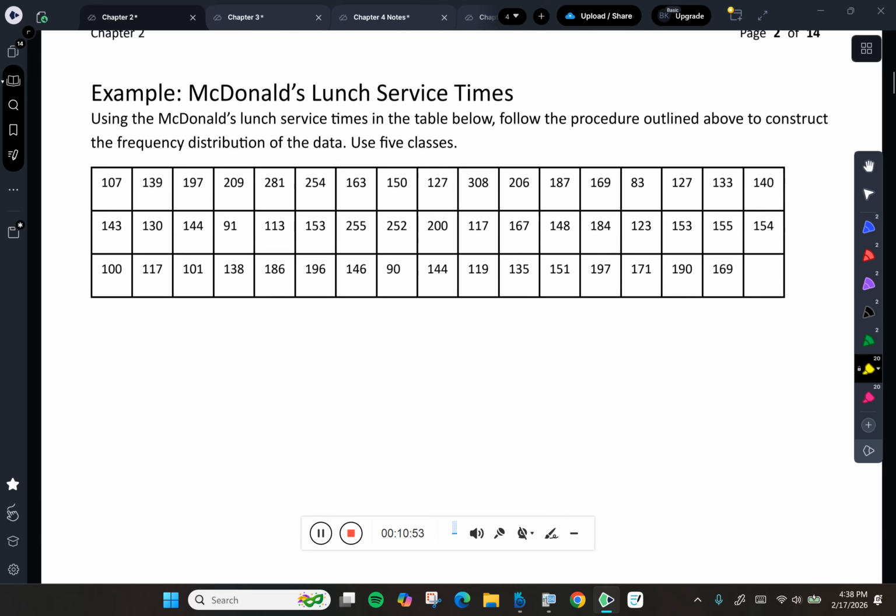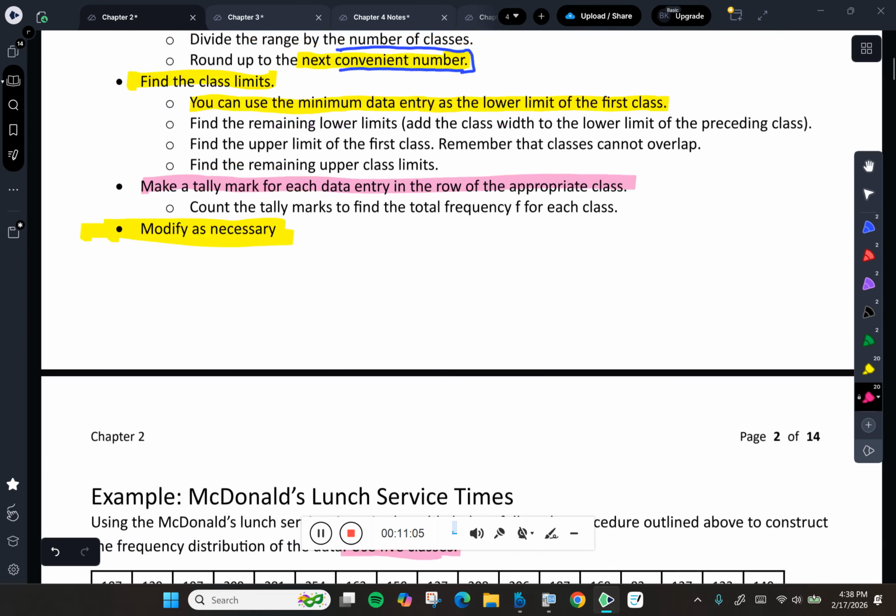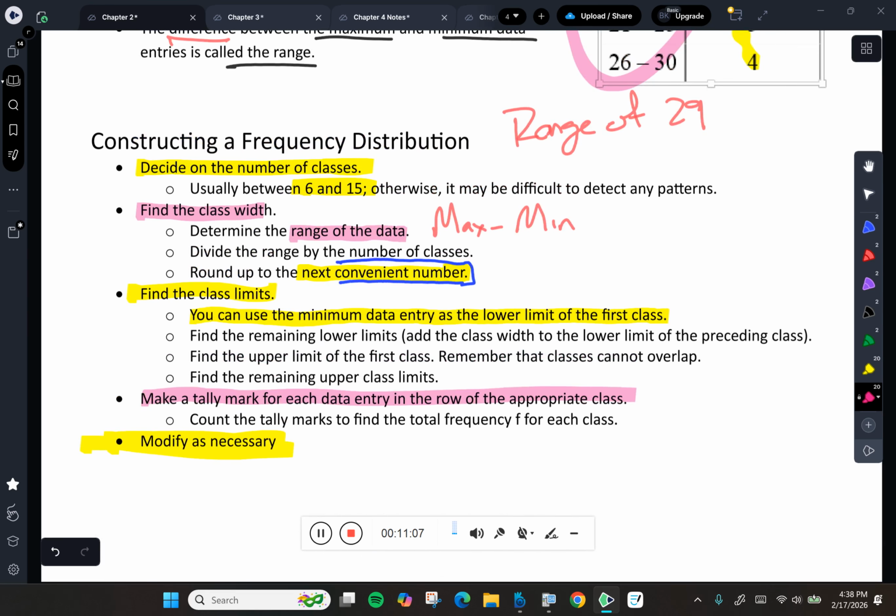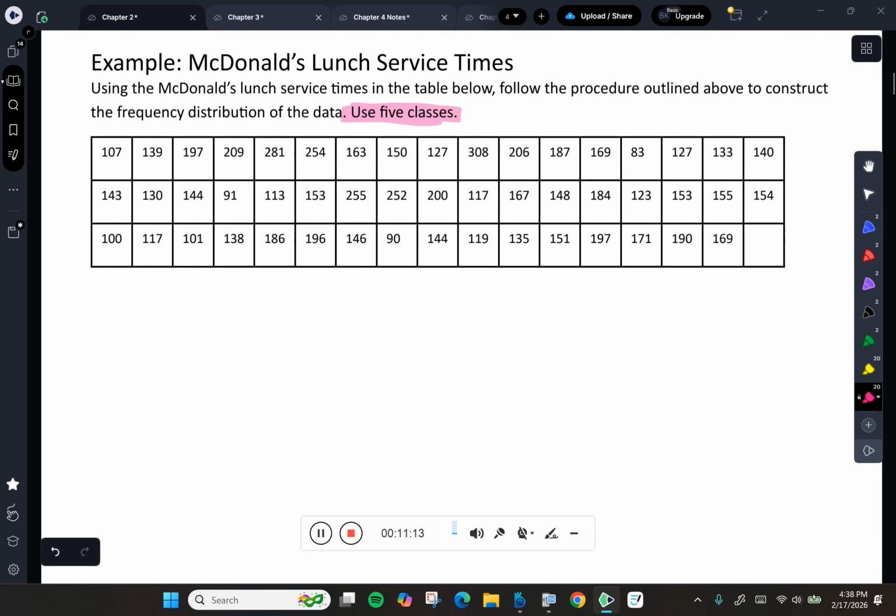We're going to make a frequency distribution for McDonald's lunch service times. And the way this problem is set up, they want us to use 5 classes. So we don't get to choose. We're going to use 5 classes. I know a moment ago I said 6 to 15 up here, but that's not even hard and fast. That's just sort of like, well, somewhere around there-ish. So we're going to use 5.